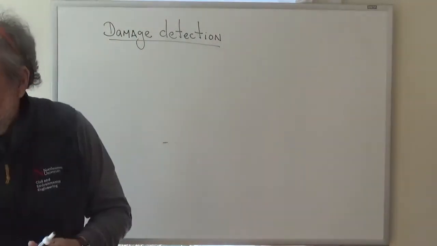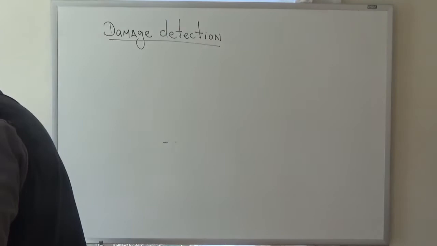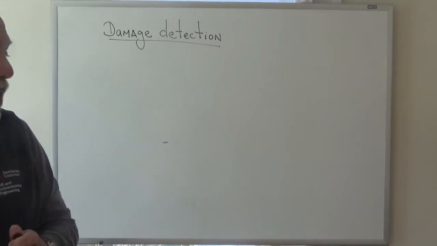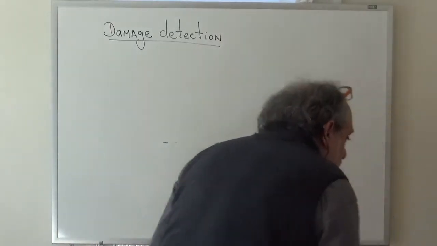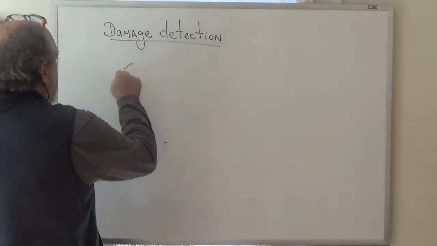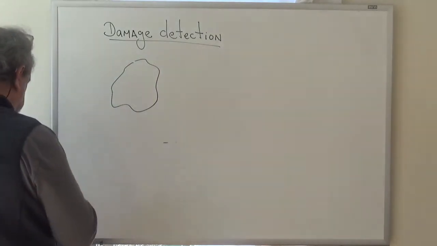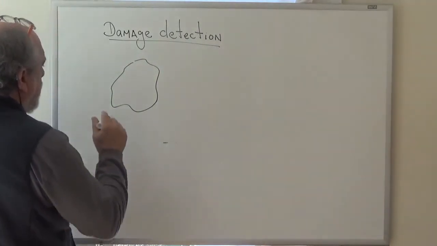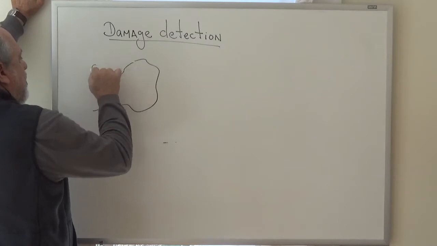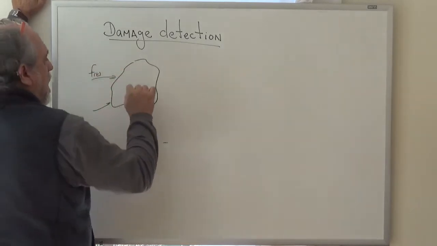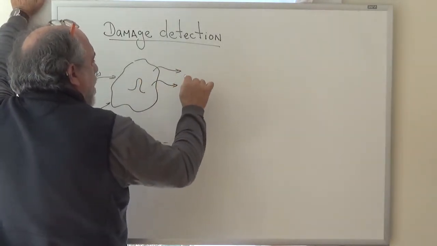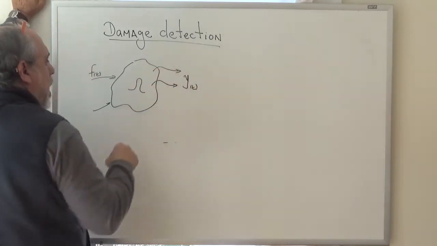Now, to discuss the problem of damage detection, let us say that we have here our system, and that our system is subjected to some loading, which could be f, for example, functions of time. Our system name is omega. Our system then also has some outputs, which we can call y1, y2, y3, etc.